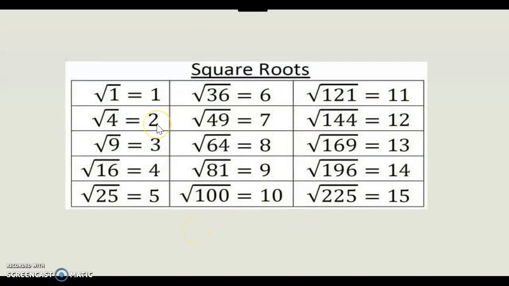And here's a chart of your square roots. Let's go over just a few. 2 times 2 makes 4, 3 times 3 makes 9, 4 times 4 makes 16. So the square root of 1 is 1 because 1 times 1 makes 1. The square root of 4 is 2 because 2 times 2 makes 4. The square root of 9 is 3 because 3 times 3 makes 9, and so on. I listed the square root numbers 1 through 15.